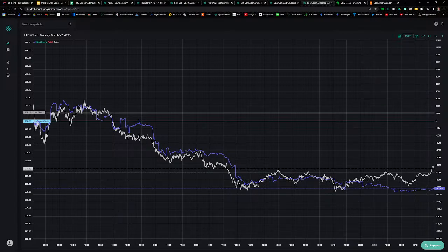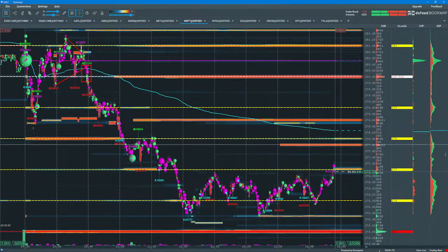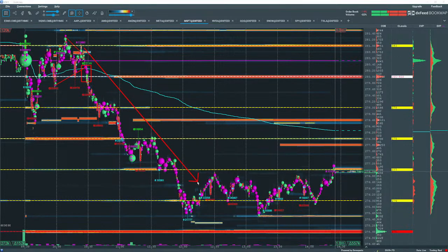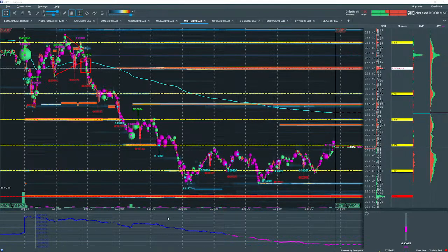Let's go take a look at Bookmap. All right, so for today, the play in Microsoft, I think, was this short setup that I just showed. It may be trying to move higher, but it looks like it's just consolidating to me, and there's no confirmation from HIRO. Let's take a look. I see a lot of pink dots as well. No confirmation from CVD. Aggressive sellers continue to dominate. All right, that's Microsoft. Let's take a look at Tesla.